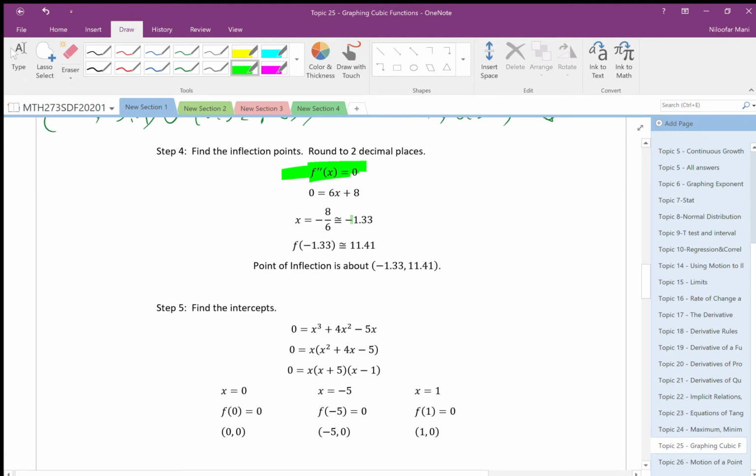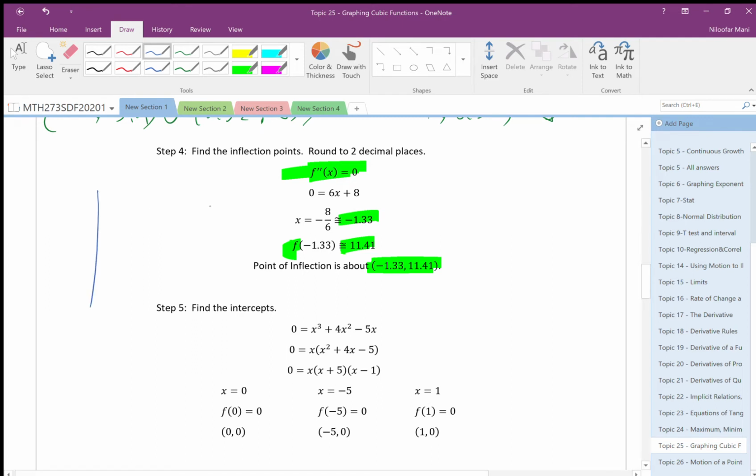This is the point. This is y. Remember, for y you go to f, not f prime, not f double prime. This is inflection point, but I'm not sure. I'm thinking it's inflection point. Again, something is missing here. I have to check if double prime changes the sign. Okay, so I have to check here.